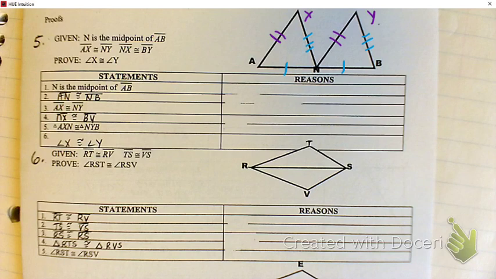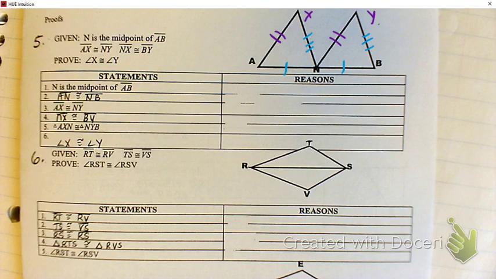So it seems like I'm going to prove that the triangles are congruent by what theorem? Side, side, side, since all the sides are marked. Okay. But then at the very end it says something different, and that's the part we want to talk about, okay?